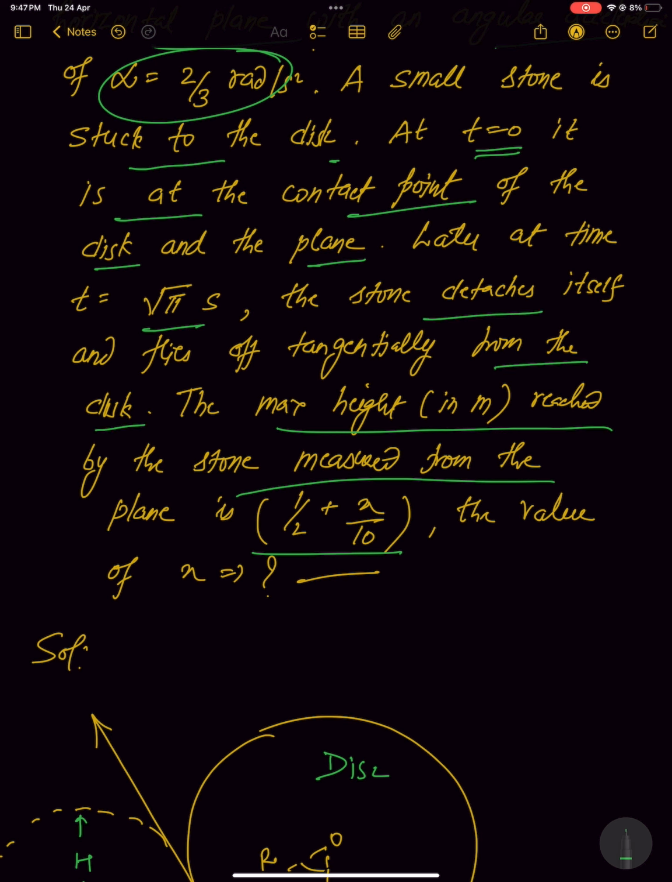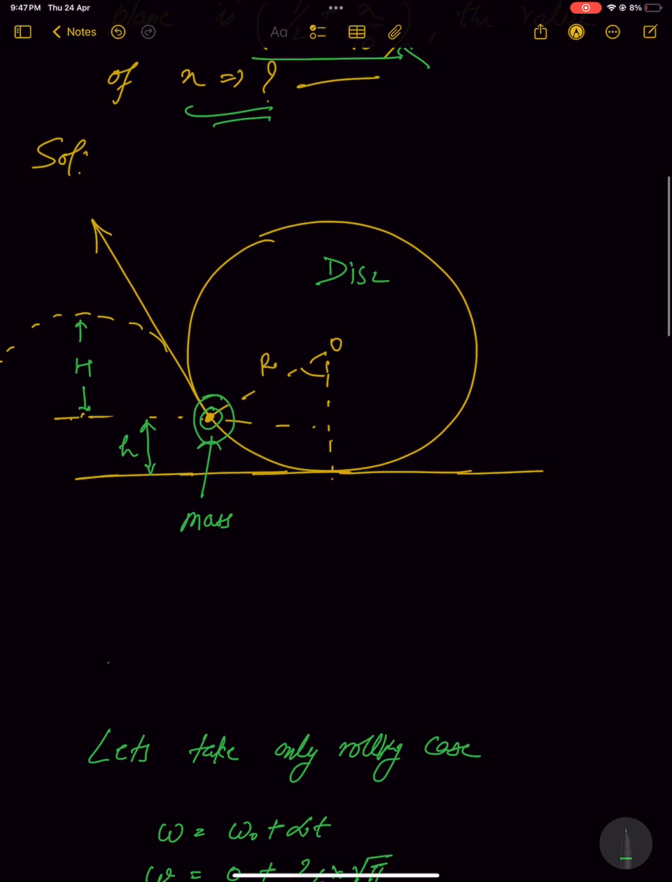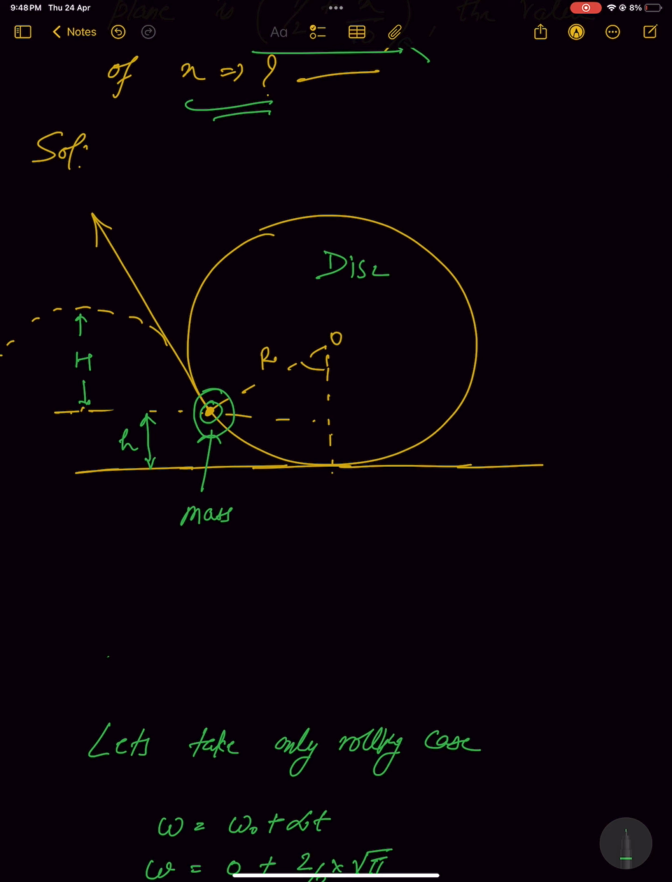The maximum height in meters reached by the stone measured from the plane is 1 by 2 plus x by 4. The value of x is what? So let us solve this question. This is the disk and this is the point where the stone detaches.